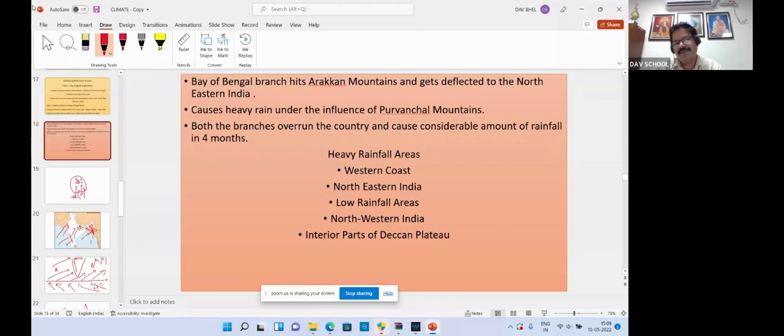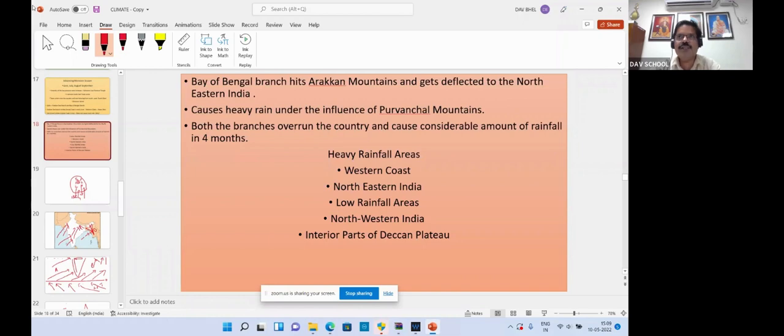Yes, it becomes high. So when the pressure is increasing, the pulling power decreases. Actually, this low pressure area was pulling wind from the southern hemisphere. That pulling power decreases, so the wind becomes weaker, and ultimately by the end of November the wind will withdraw from the Indian Peninsula. So this season we call the retreating monsoon season.